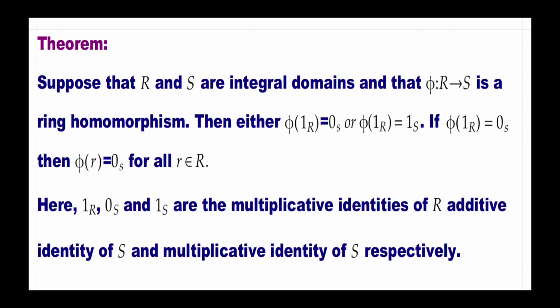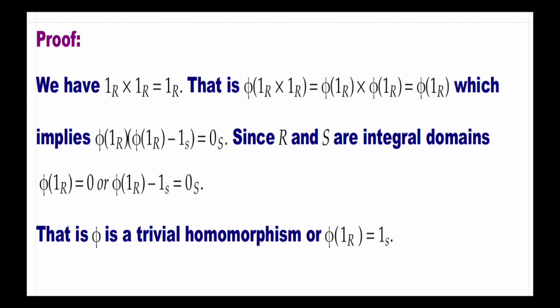The proof is: we have 1R times 1R equals 1R. That is, phi of 1R times 1R equals phi of 1R times phi of 1R, that is equal to phi of 1R, which implies phi of 1R times (phi of 1R minus 1S) equals 0S. Since R and S are integral domains, phi of 1R equals 0 or phi of 1R minus 1S equals 0S. That is, phi is a trivial homomorphism or phi of 1R equals 1S.